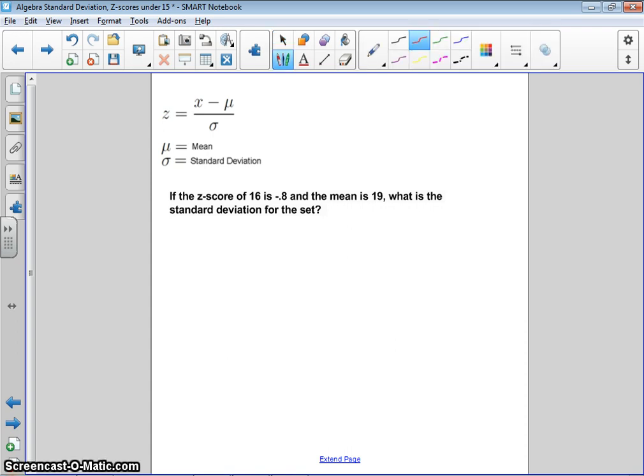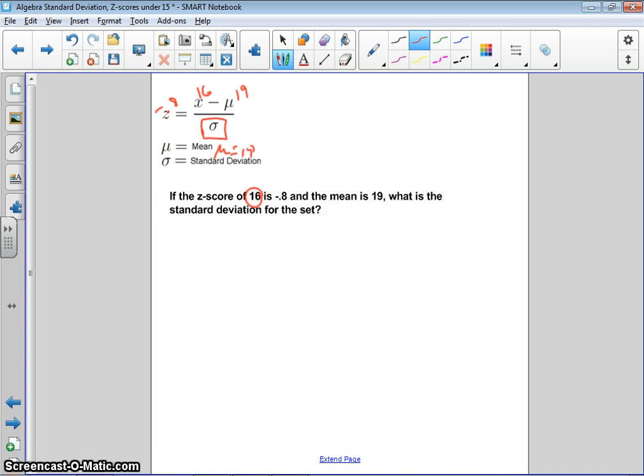It says if the z-score of 16, so 16 is our actual score, so 16 is x for this one, is negative 8, so the z-score is negative 0.8, I should say. So the z-score is negative 0.8. I'll go ahead and write that right there. And the mean is 19. Well, they're telling us that the mean is equal to 19, which goes right there. What is the standard deviation? So in other words, we know everything in this formula except for the standard deviation.